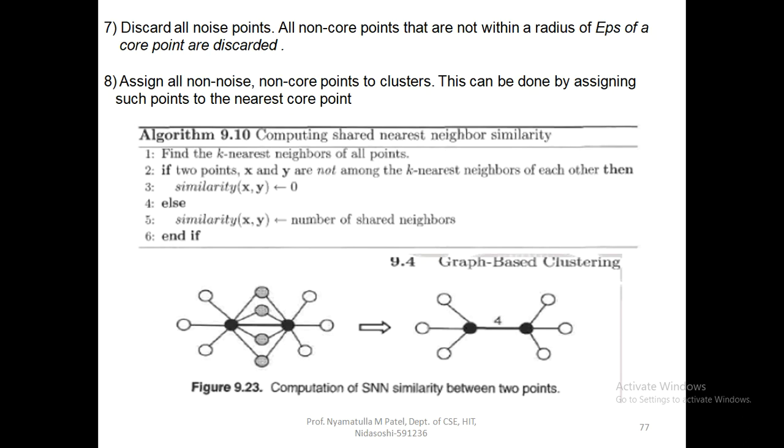So, what does this algorithm say? Computing shared nearest neighbor similarity: first, find the k nearest neighbors. If two points x and y are not among the k nearest neighbors of each other, then the similarity is 0, else the similarity is equal to the number of shared neighbors. This is the computation of SNN similarity between the two points. Here, these 4 points are the non-core points and they are discarded. Only these 3 points which are within the radius of epsilon will be considered, whereas these 4 points will be eliminated.